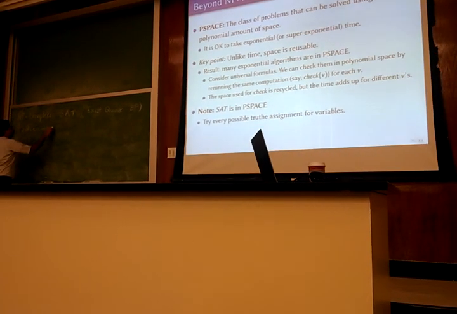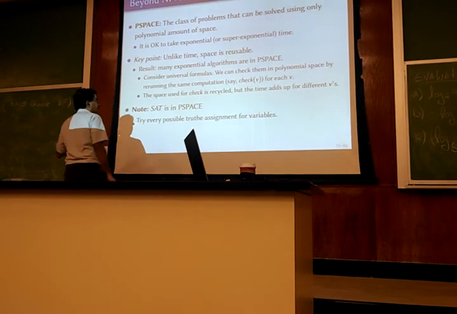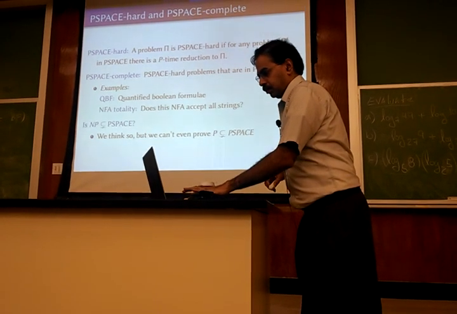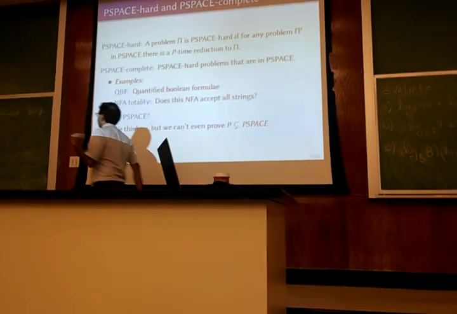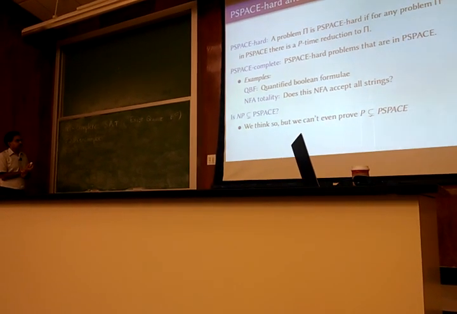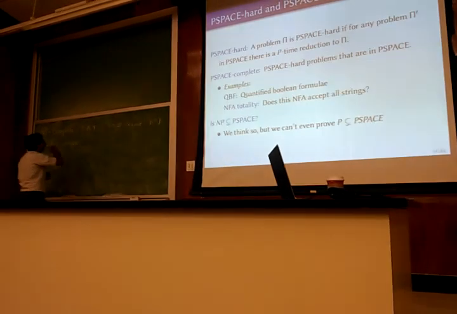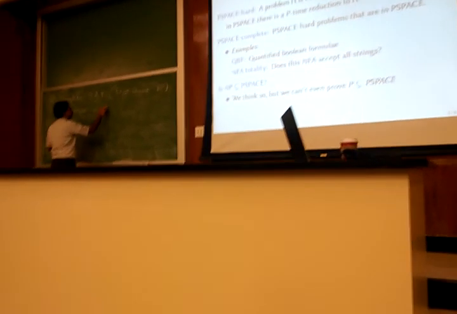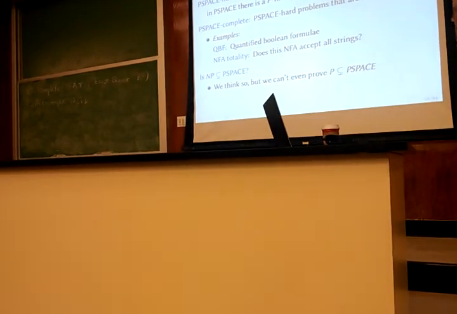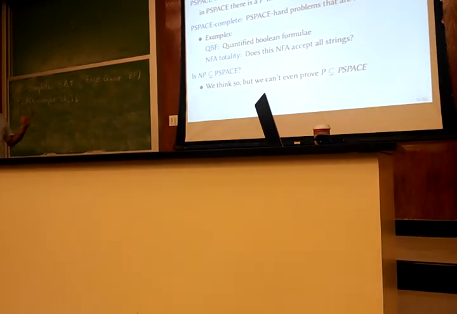Then we have the p-space complete class. In the p-space complete class, the canonical problem here is quantified Boolean formula. Okay, so an example is what we have talked about: valid or tautology, right? Is this Boolean formula true for every truth assignment? That is an example of a canonical p-space complete problem.